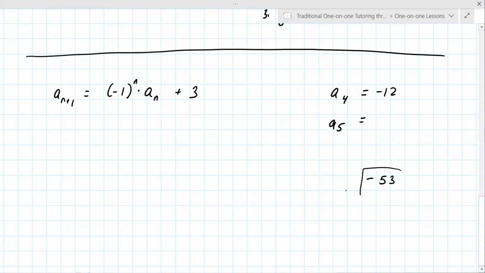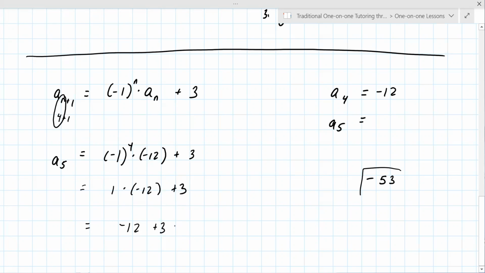Okay. So the value of n this time is 4 because we want to find a sub 5. And that means that it's 4 plus 1. So n is 4 this time. So it's minus 1 to the power of 4 times negative 12 plus 3. So negative 1 to the power of 4, order of operations, you do that first. That's 1 times negative 12 plus 3. And so your answer is negative 12 plus 3, or negative 9.